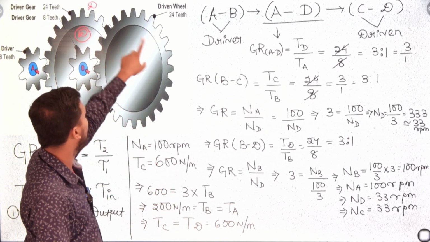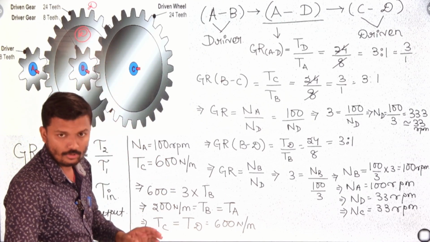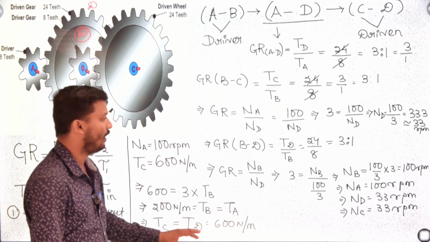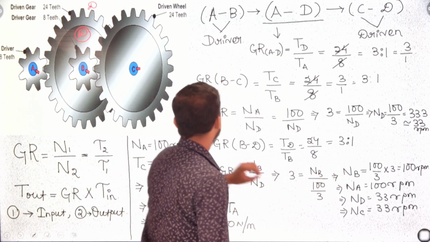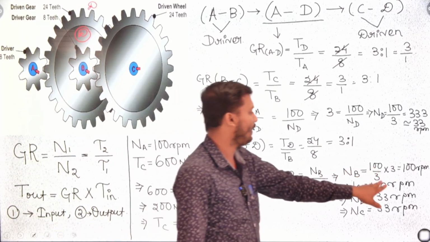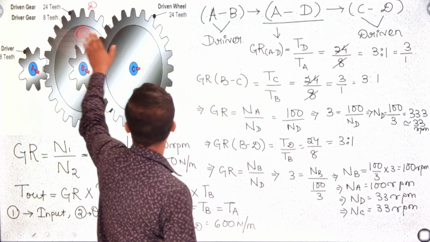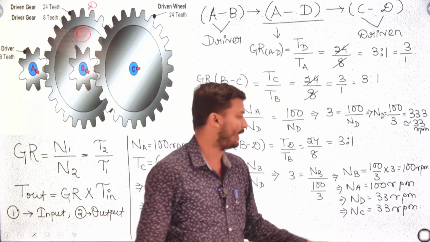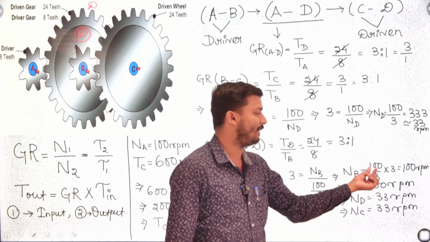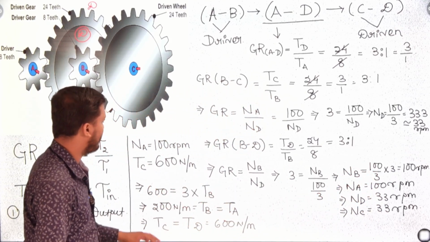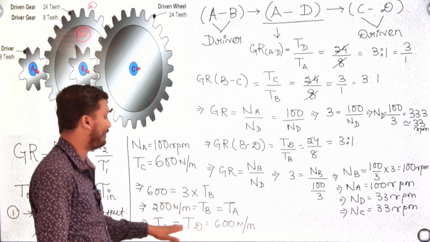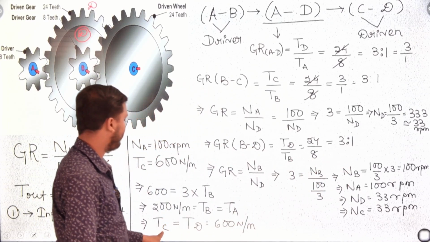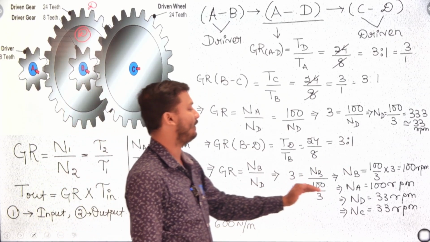Similarly, the driven gears C and D are very large. For that purpose, the torque remains the same because the gear ratio remains the same, so 600 to 600. The small gears NA and NB have the same speed of 100. When connected to the larger driven gears C and D, the speed is reduced to 33 RPM. As the gear ratio is the same, CD speed is the same and AB speed is the same, and the torque at AB is also the same as at CD. AB is 200 Newton meter at a speed of 100 RPM, and TC and TD are 600 Newton meter at a speed of 33 RPM.